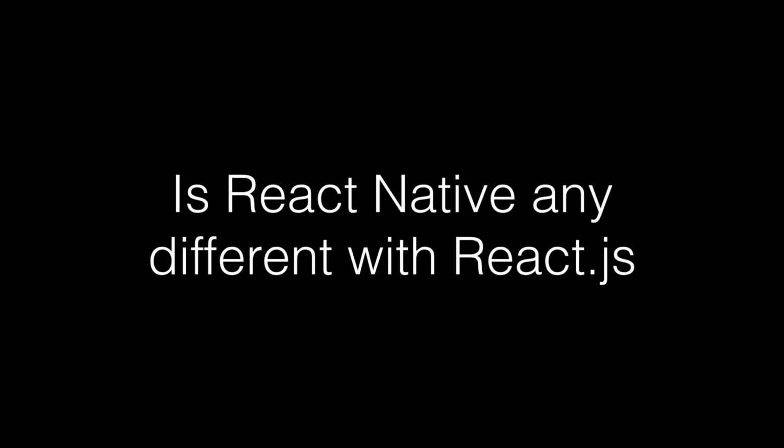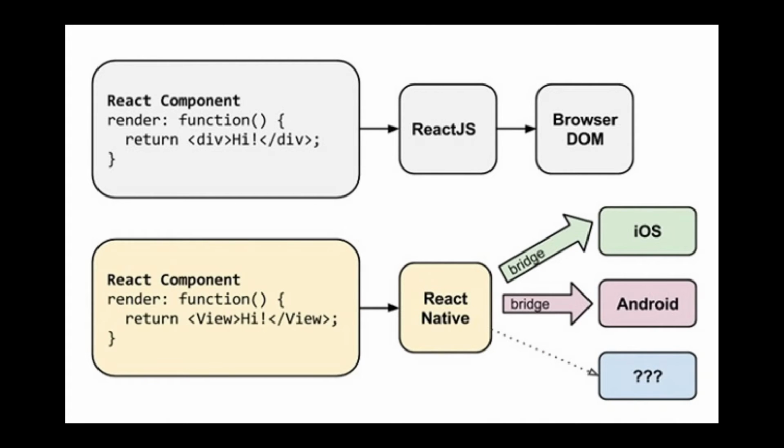And what's the difference? This diagram shows what happens when you are rendering something in React.js compared with React Native. In React, for example, if you're rendering something that returns a div that shows hi, it first goes to React.js, then it has the virtual DOM and everything, and they're rendering, and then it's put out to the browser DOM and renders the actual document.